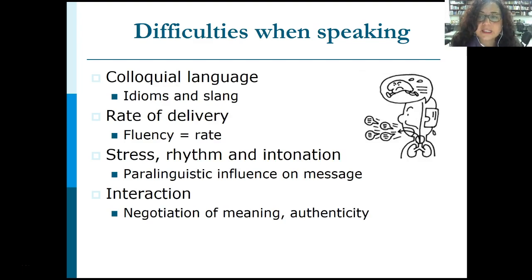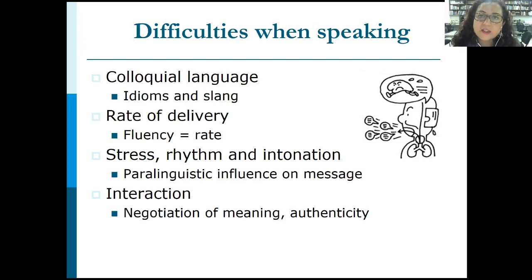Some other difficulties that we can experience when speaking are, for example, colloquial language, the use of idioms and slang. So the more regional, the more specific for a geographic location, the more difficult for a student to understand. So that's why when we watch, for example, British television, it's not as easy to understand as American television because we have grown up with American television, so we know more slang and idiomatic expressions, whereas for British, we don't know so much.